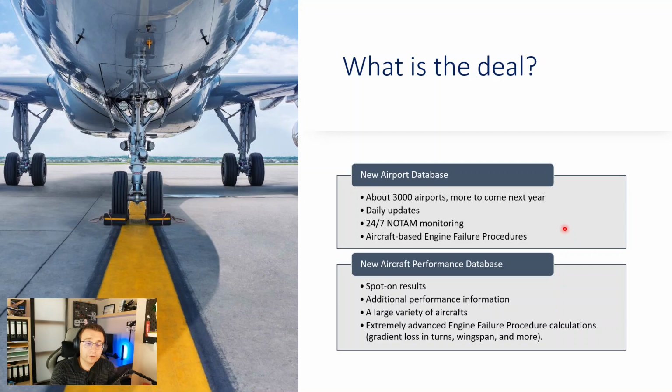The new deal will also come with the new aircraft performance database, which is pretty neat. We'll have some spot-on results, additional performance information. We're going to talk all about that very shortly. A large variety of aircraft and extremely advanced engine failure procedure calculation, taking into account grade and loss in turns, wingspans, engine failure based on worst case for turns, turn radius, and much more.